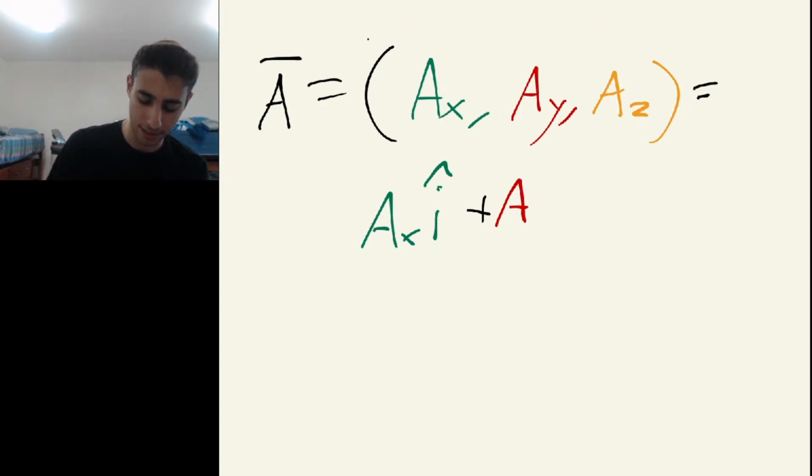So we could express a vector in terms of the summation of different vectors. So we have the first vector over here, which would be ax times i hat.